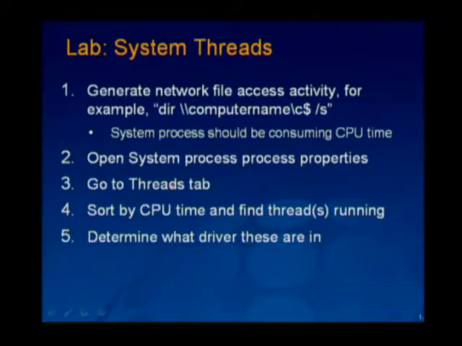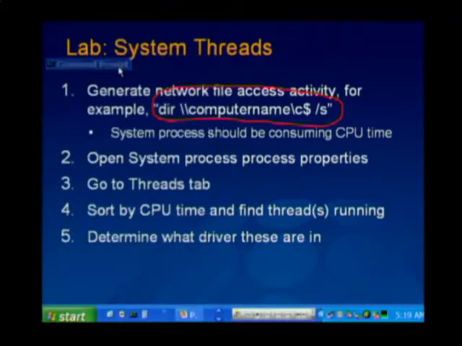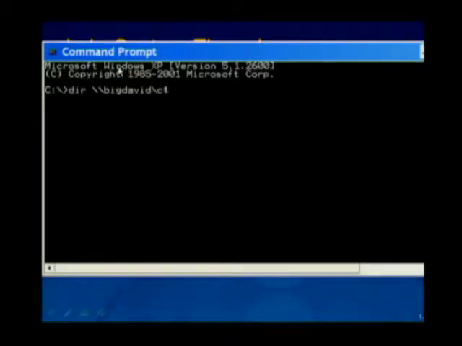So the example lab, if you look at slide 50, here's an example demo that generates activity in the system process that when we look at the thread activity in the system process, immediately pinpoints who's responsible. So I'm going to go basically do a directory of my C drive over the network to myself. So let's go initiate that from the command prompt. dir \\bigdavid\c$.